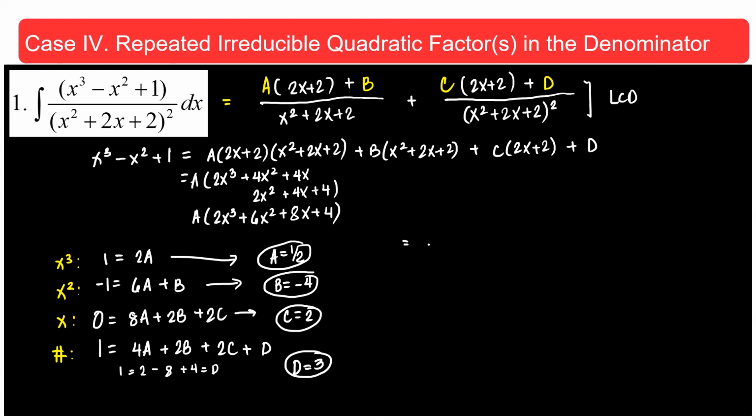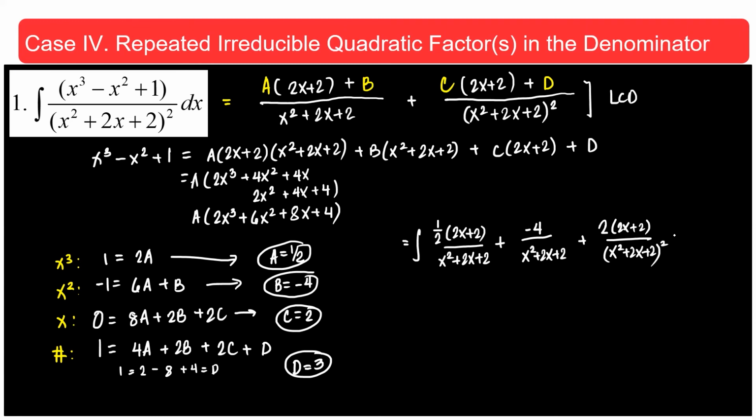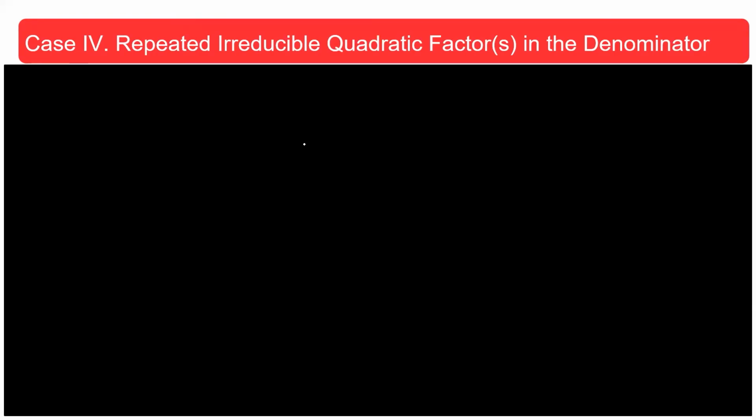Therefore, the form of our integral would be the integral of 1/2 times 2x plus 2 all over x squared plus 2x plus 2 plus B, which is -4 over x squared plus 2x plus 2, plus C, 2 times 2x plus 2 all over x squared plus 2x plus 2 squared, plus D, dx. Can you follow? The question was repeated.